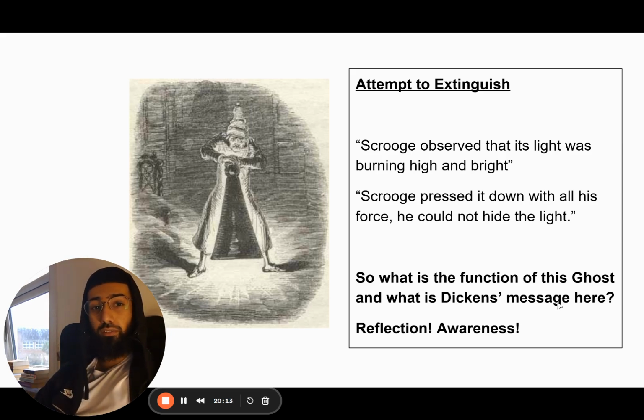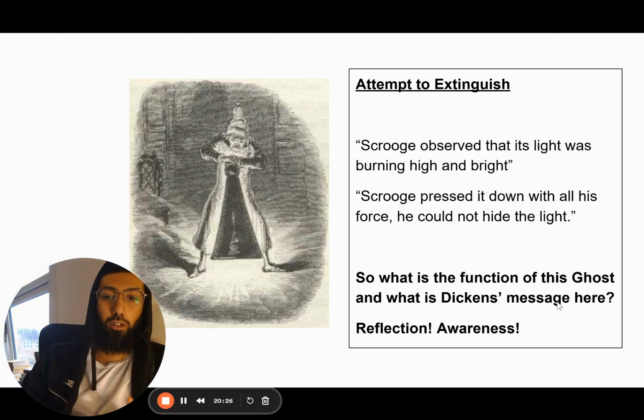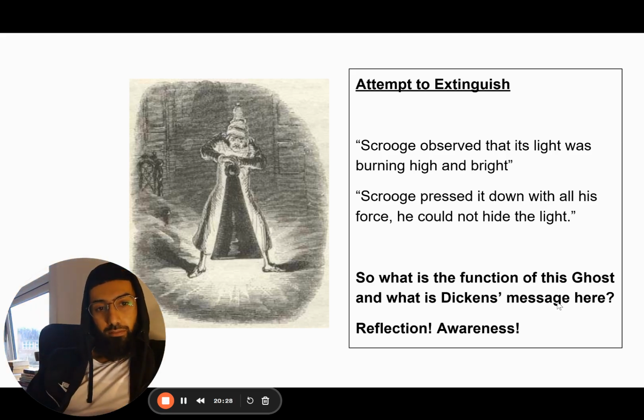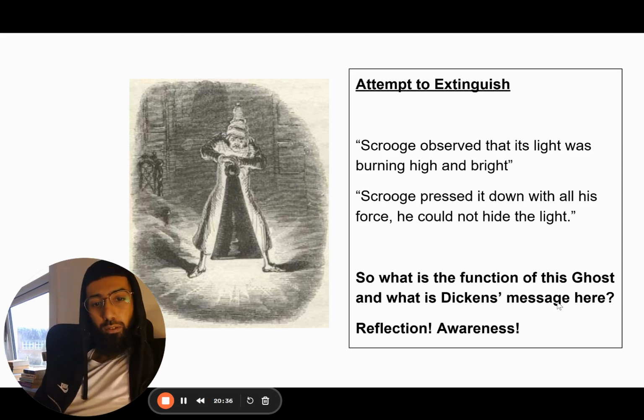It's bringing to consciousness all of these painful, traumatic moments from Scrooge's life, and it's bringing it to the forefront of his conscience. And Scrooge can't handle it. Like, imagine being shown all of your darkest moments in one go. It's emotionally hurting Scrooge, but in a positive light, it shows that it's having a profound impact on him. So this idea of reflection and awareness, Scrooge is struggling to process it all.